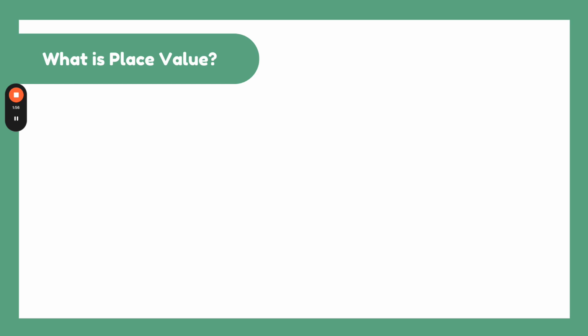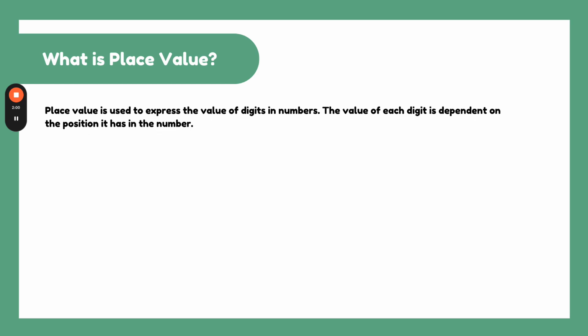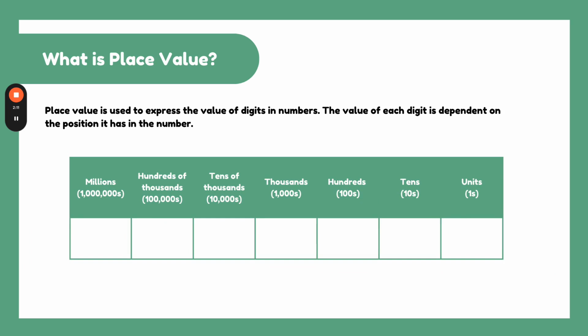But what is place value? Place value is used to express the value of digits in numbers. The value of each digit is dependent on the position it has in the number. This is the table we typically use to represent numbers in our number system. Let's say we have a 4-digit number, 6, 3, 2, 1.